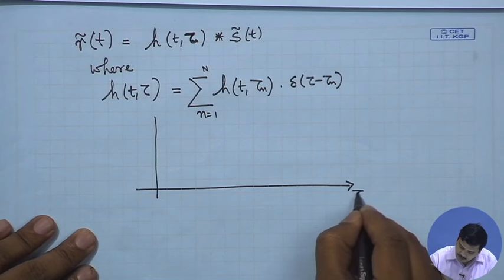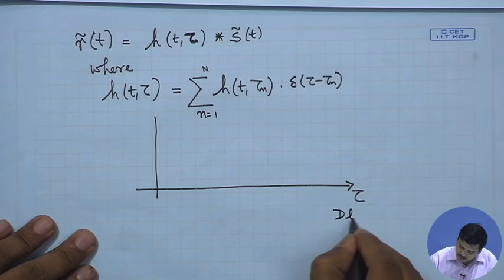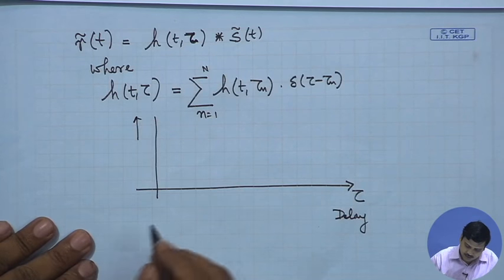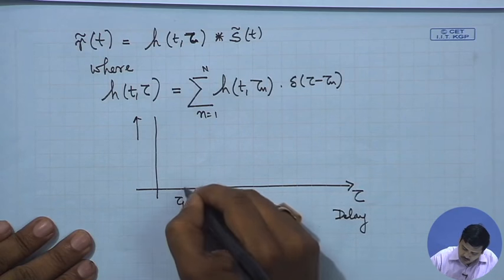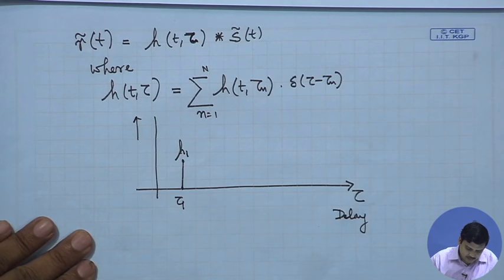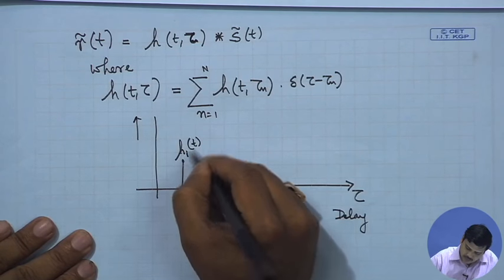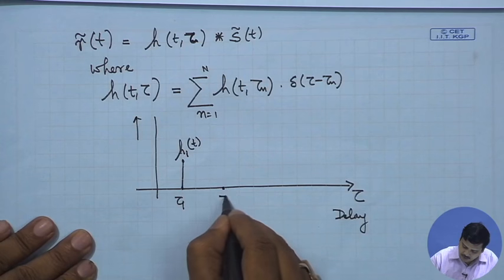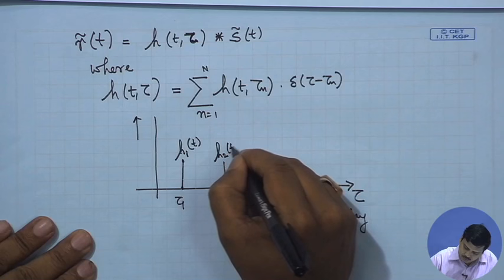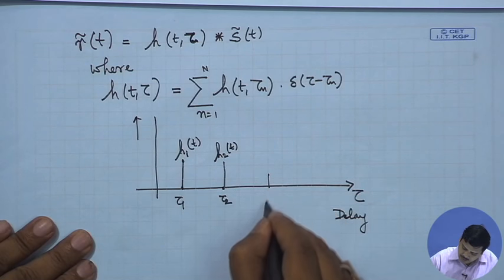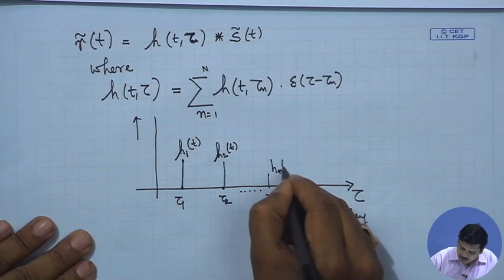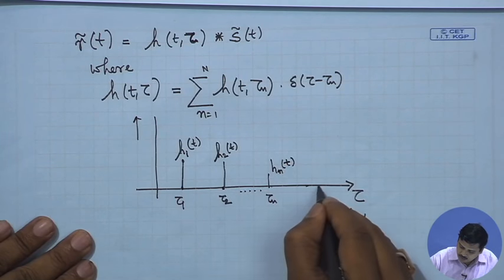In other words, pictorially, if this is the delay axis and this is the gain axis, at a delay of tau 1 what we have is h 1, and remember it is a function of time. At a delay of tau 2, we have h 2, which is also a function of time. At a delay of tau n, of course they are in between, we have h n of t, and so on.